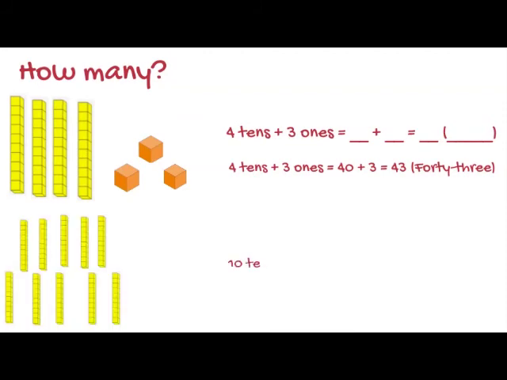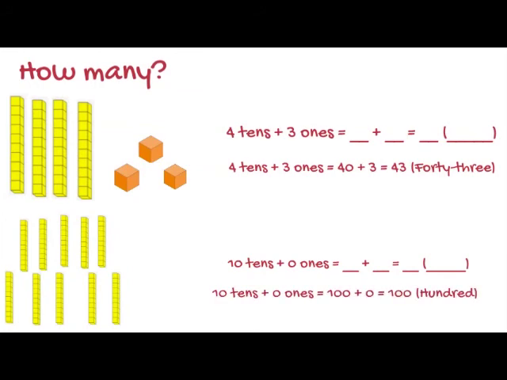Now let's go to the next one. Next one, you can see counted 10 blocks. So the fill in the blanks is 10 tens plus 0 ones is equal to, tell me how would you write that? Yes, so it will be 100 plus 0 is equal to 100. HUNDRED, 100 is the number name. Very good. Keep it up.